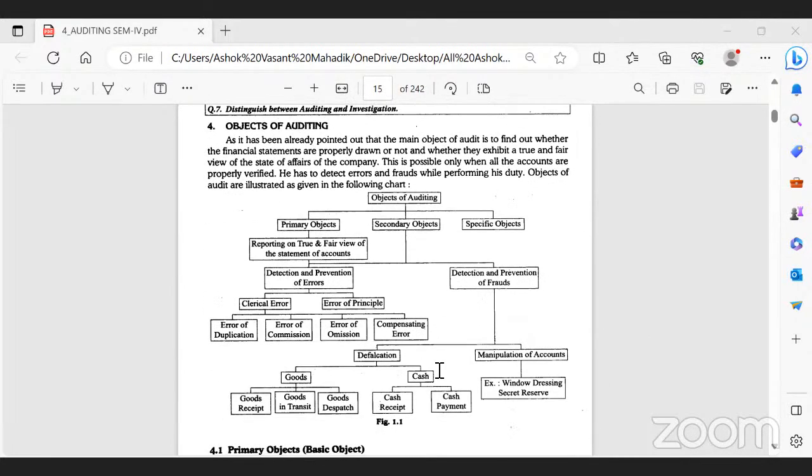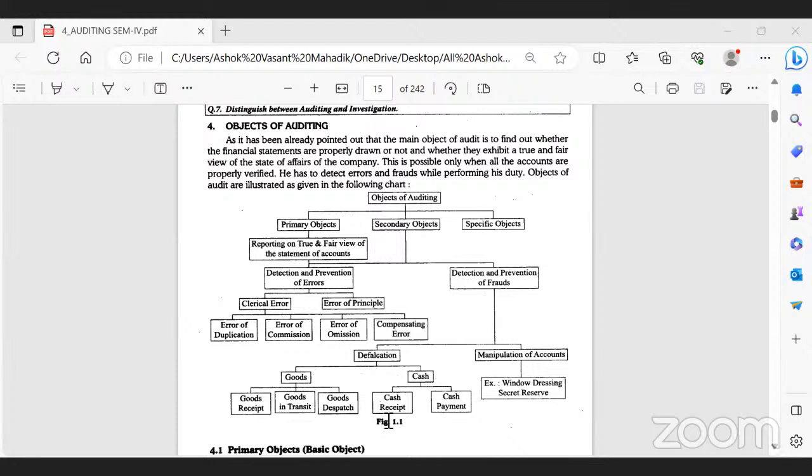Next important question is objects of auditing. Objects are the most important part in auditing. The objects can be classified into 2 parts, primary objectives and secondary objectives. The primary objective is reporting the true and fair view of the statements of accounts to the shareholders. Shareholders are the real owners of the company, so they should know what is happening in the company. So reporting to shareholders about the truth and fairness about the statement of affairs of the company is primary objective of any audit. Then finding errors, detecting errors and frauds is the secondary objective.